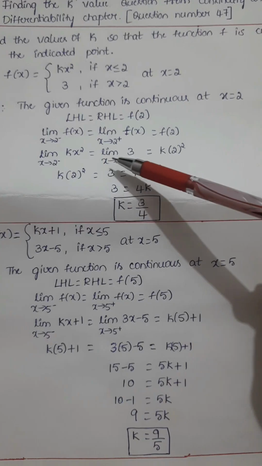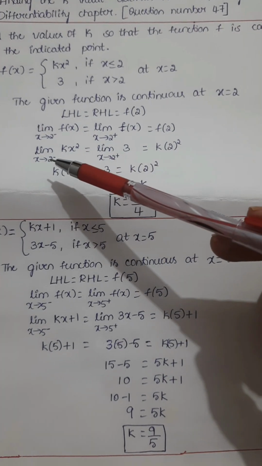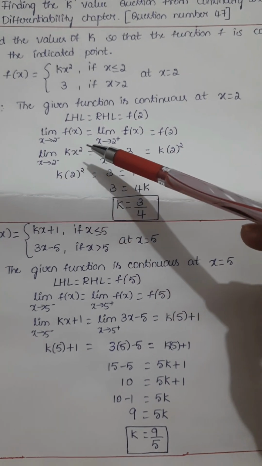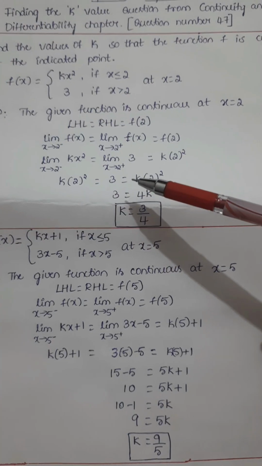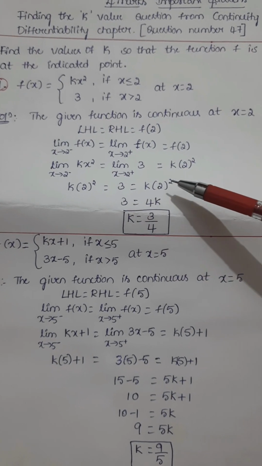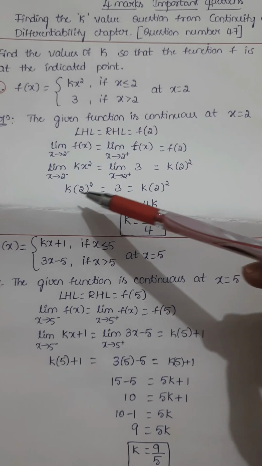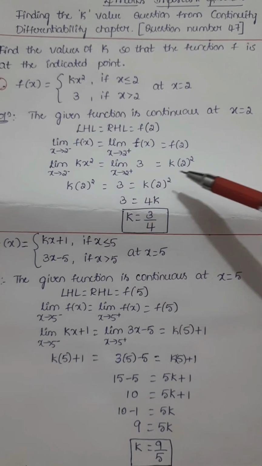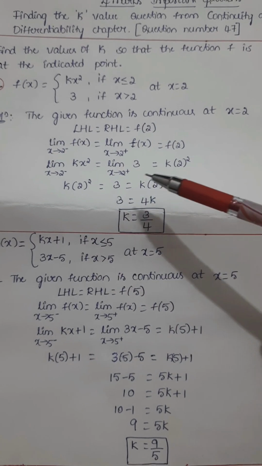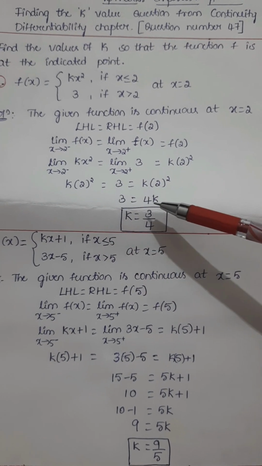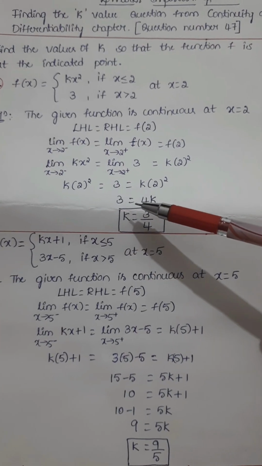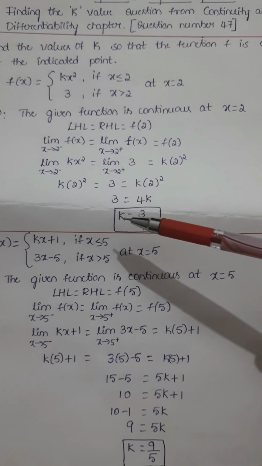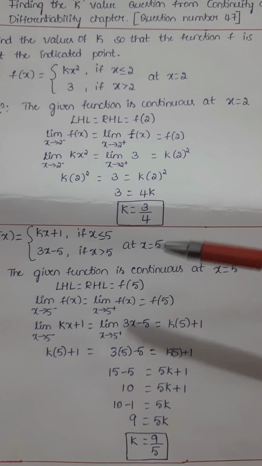Wherever x is there you have to apply the limit. What is the limit here? 2. So k 2 square is equal to 3 is equal to k 2 square. At this step, this and this are both the same, so you can consider any one to find the k value. So 3 is equal to 4k, k is equal to 3 by 4.